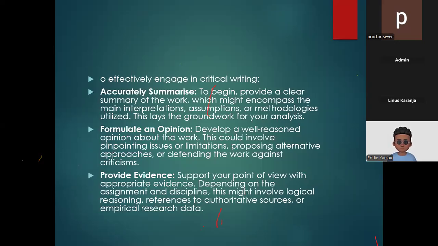To effectively engage in critical writing, one, accurately summarize. So first of all, you summarize what that scholar has said. If it is Frantz Fanon, the way I've just summarized, or hybridity, you summarize in a good number of words. You can summarize even in 200 words. Then after that, you now look for what?